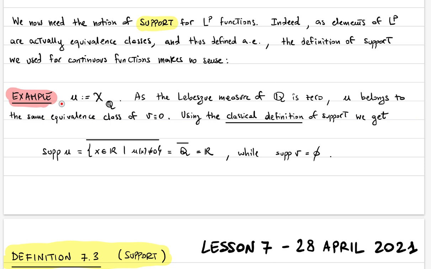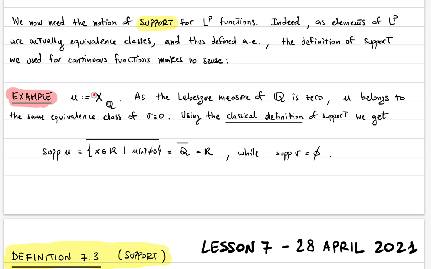as we see in this example here. For example, take u to be the characteristic function of the rational numbers. This means that u is equal to 1 if x belongs to the rational numbers, and instead it is equal to 0 if x is not a rational number. So you know that the Lebesgue measure of the rational numbers in R is 0. Therefore this function belongs to the same equivalence class of v constantly equal to 0.